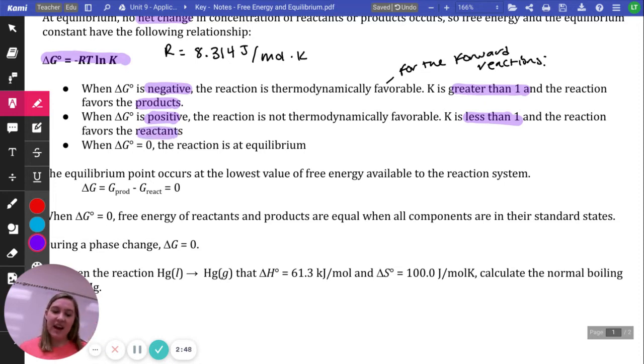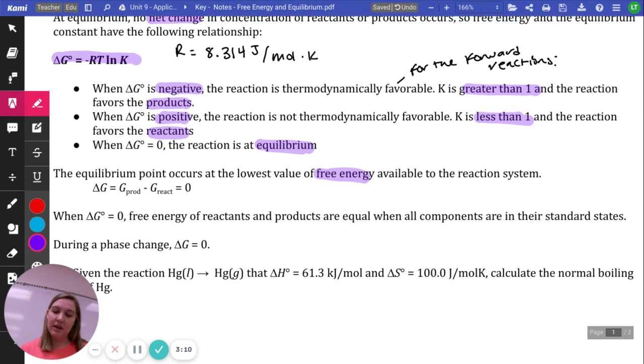When delta G is 0, the reaction will be at equilibrium. Why? Because when we're at equilibrium, it should represent the lowest value of free energy available to the reaction system. So the Gibbs free energy of formation of our products minus that of our reactants should be 0. The free energy of the reactants and products should be equal when we're at 0. The other time that delta G is 0 is when we are doing a phase change as well. Okay, so we're going to take that equation we learned and the fact that delta G is 0 for equilibrium as well as phase changes.